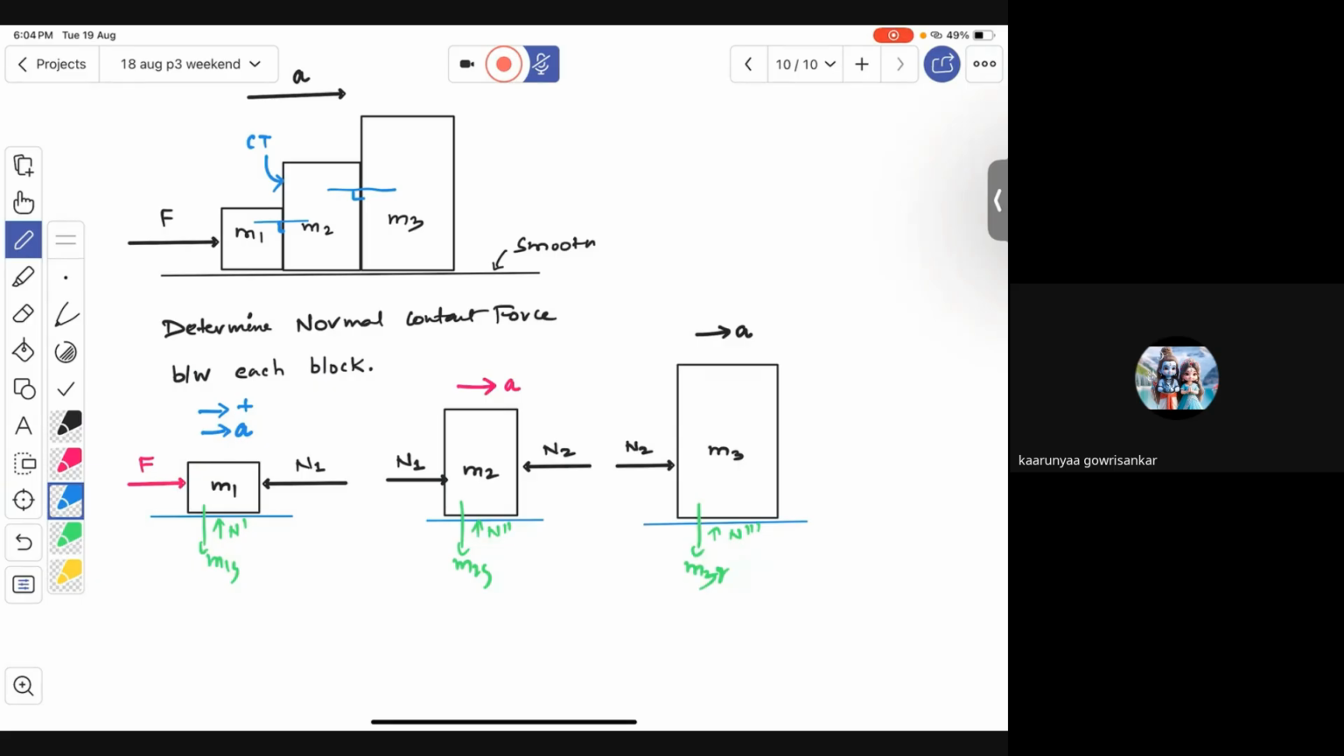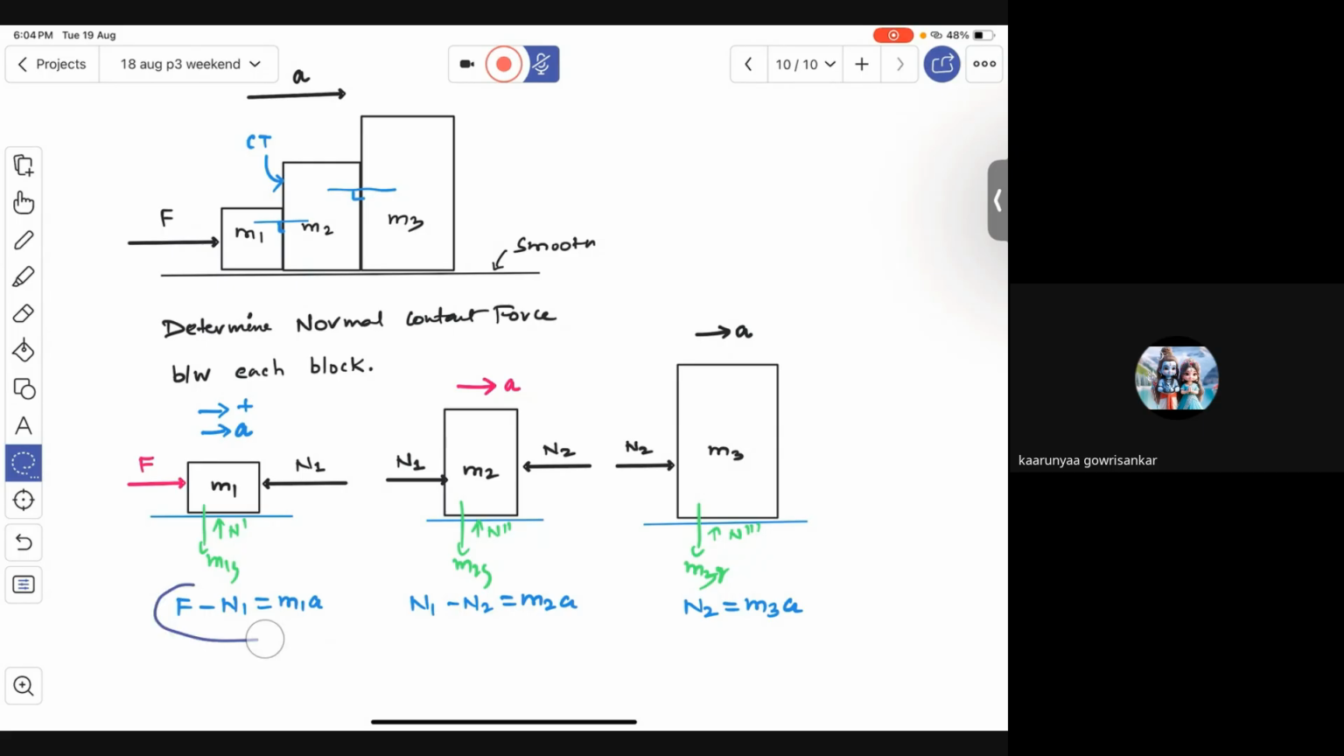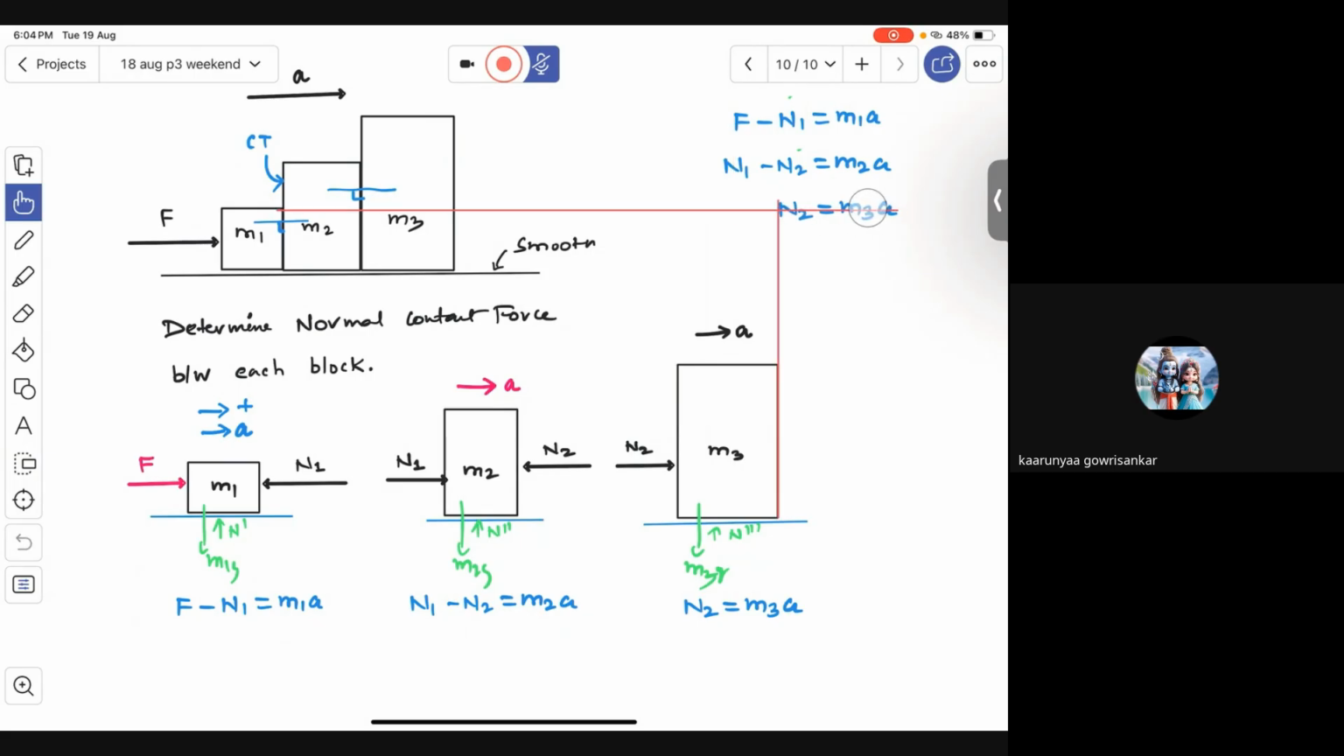So if I do that thing for M1, we will have F minus N1 equals M1A. If I do this thing to M2, we will have N1 minus N2 equals M2A. If I do this thing for M3, we'll get N2 equals M3A. So we get three equations, 1, 2, and 3. So we have three equations, and how many unknowns do we have to find?